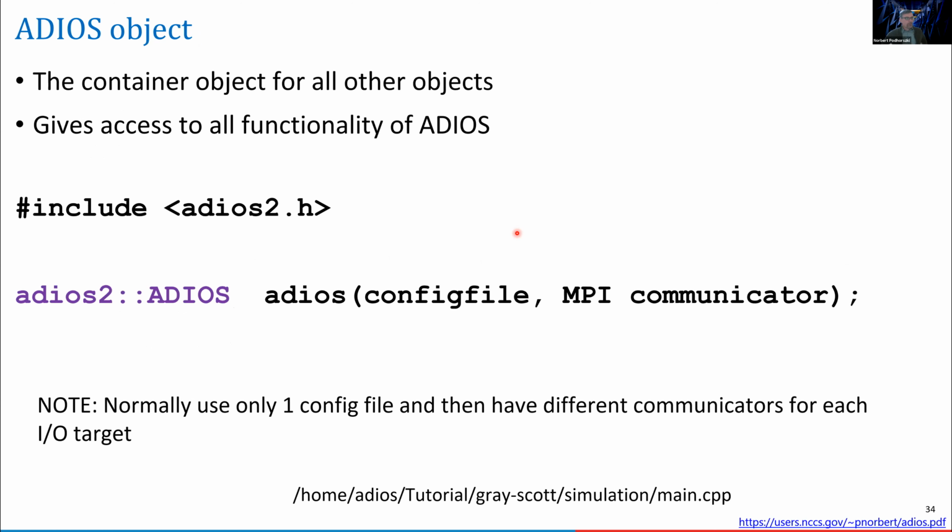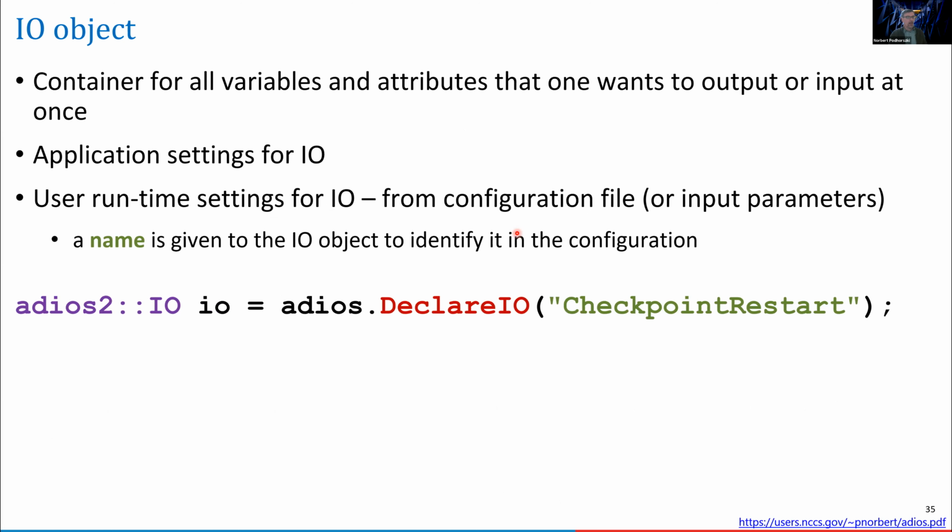So at the first step, you have to create an ADIOS object. You pass an MPI communicator and a config file. Both are optional. In a serial code, you don't have an MPI communicator. And the config file is there to provide the runtime parameters for an application. But you can omit these and you can encode stuff in the source code too.